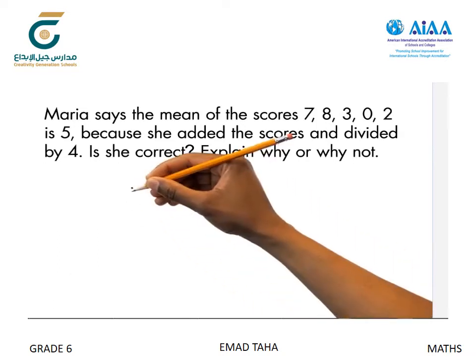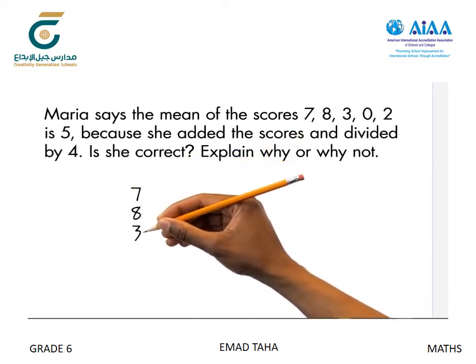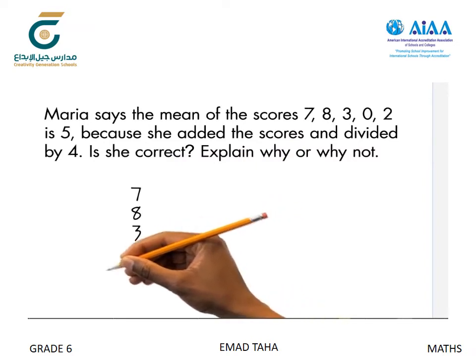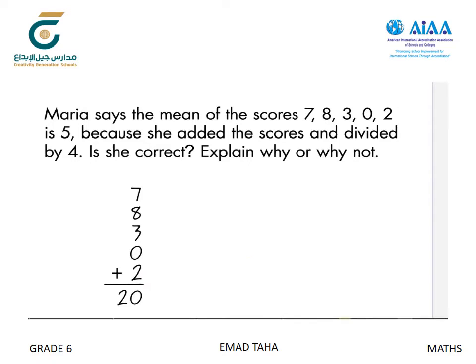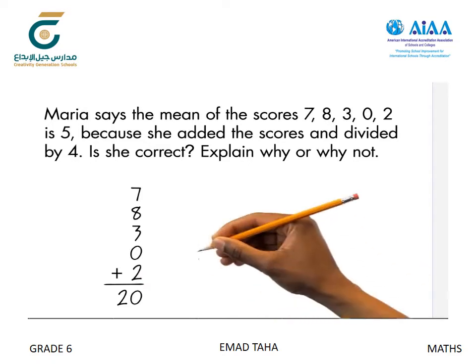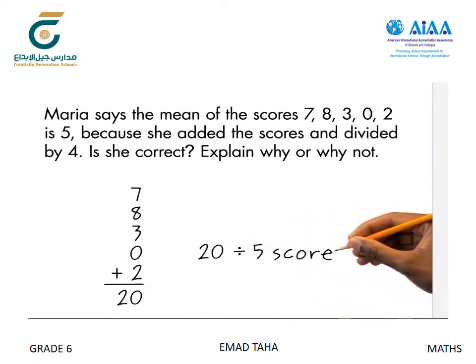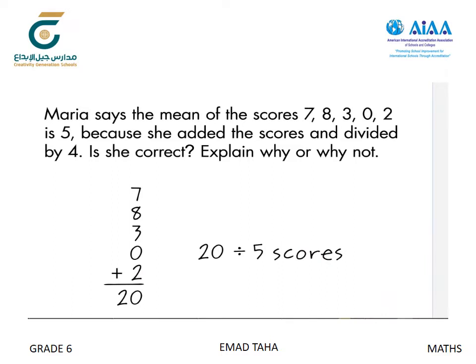Listen and look for other students who find that Maria is not correct. First, they may show how Maria should have found the mean of the scores. They add the scores in the dataset. Then they divide the sum by the number of scores in the dataset, 5, to find that the mean is 4. Finally, they conclude that Maria is not correct because she divided by 4 instead of 5.